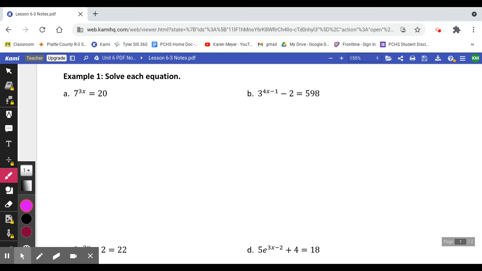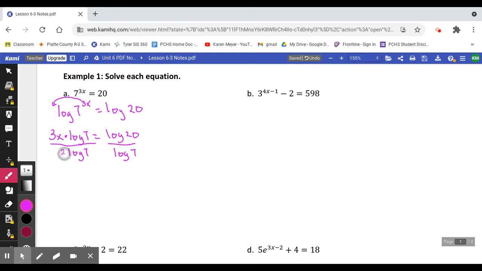So if I put log on both sides, log 7 raised to the 3x equals log 20, I am then allowed to move my exponent out in front. So 3x times log 7 equals log 20. Then to get rid of a times log 7, I'm going to divide it. And then I'm also going to divide by this 3, because 3x would be 3 times x. So I'd also have to divide by 3.